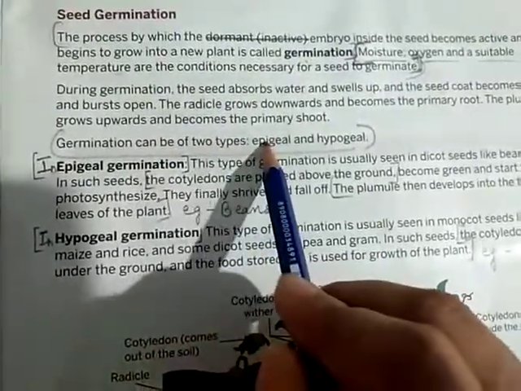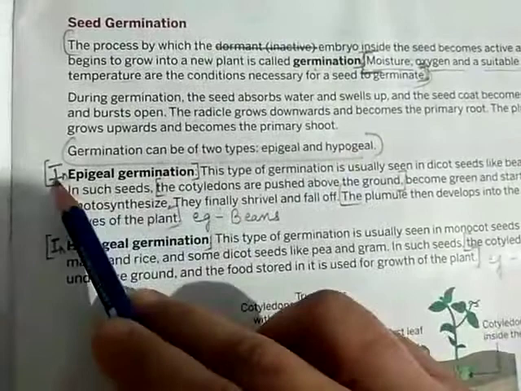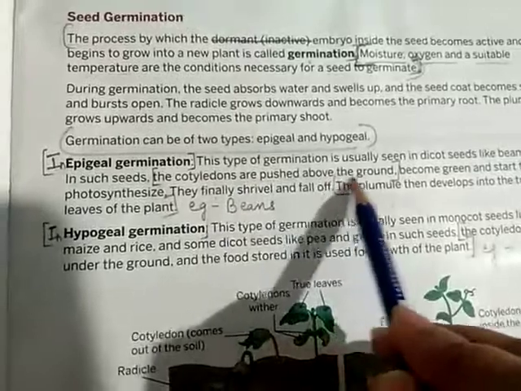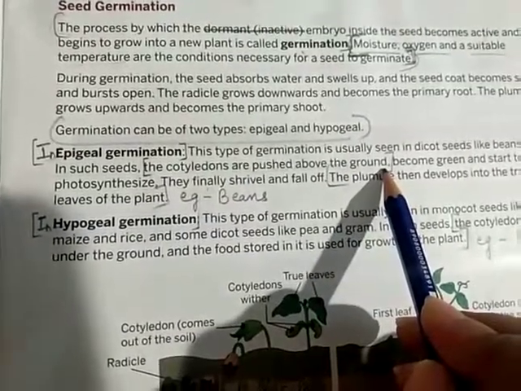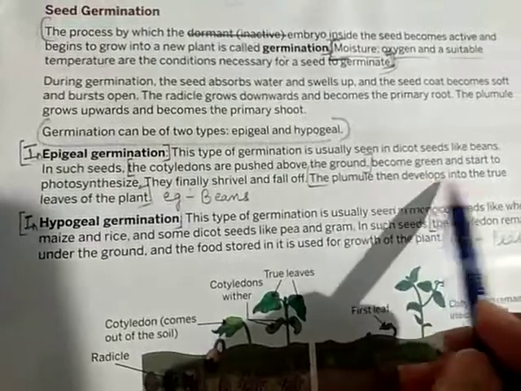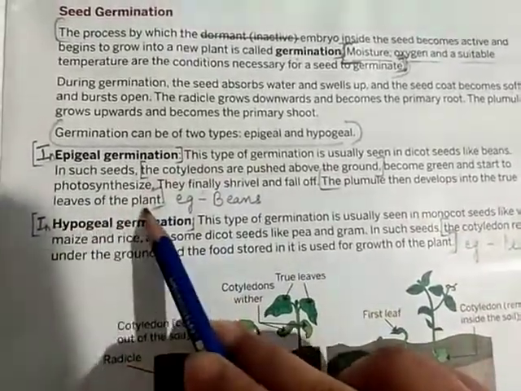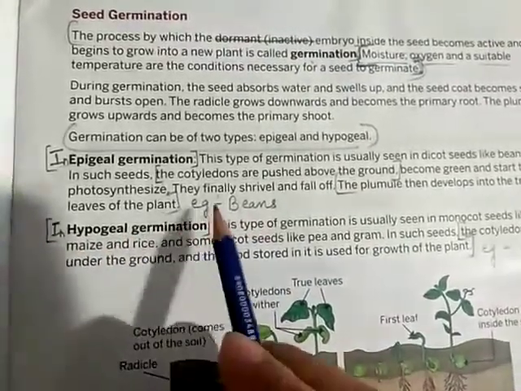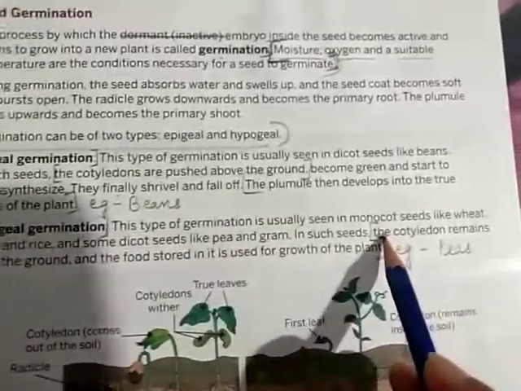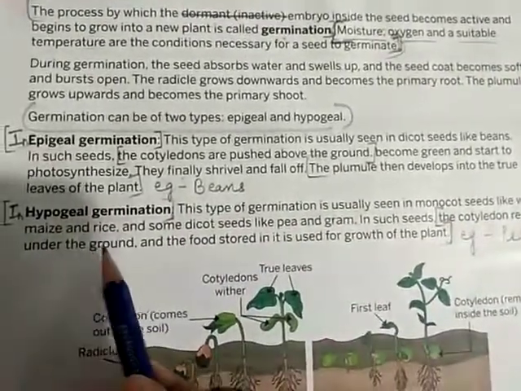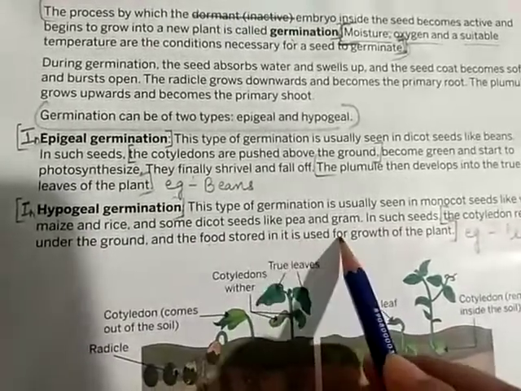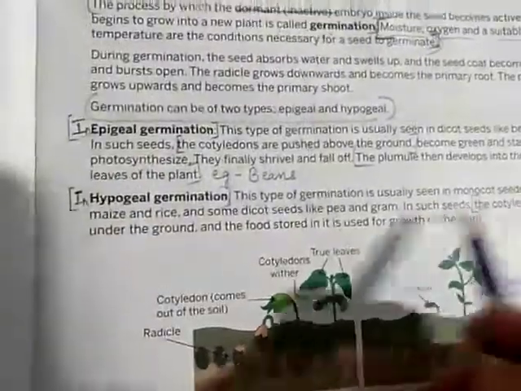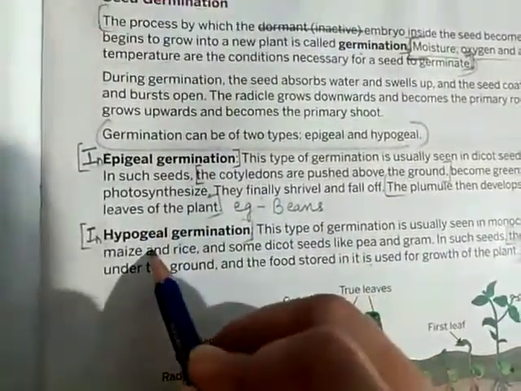Germination can be of two types, epigeal and hypogeal. In epigeal germination, the cotyledons are pushed above the ground. The plumule then develops into the true leaves of a plant. Example, beans. In hypogeal germination, the cotyledons remain under the ground and the food stored in it is used for the growth of the plant. Example, peas. I will repeat the epigeal germination and hypogeal germination for you.